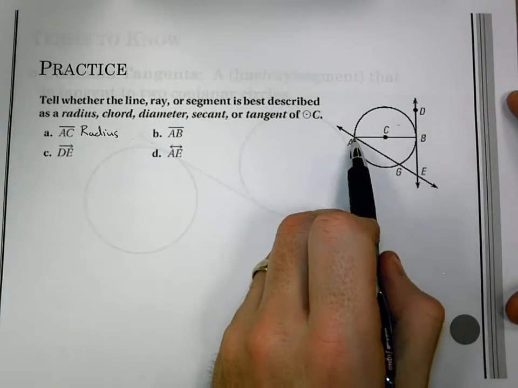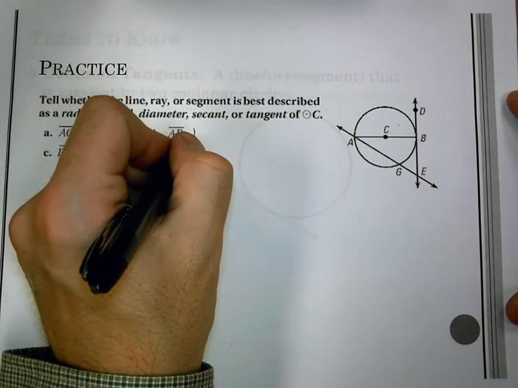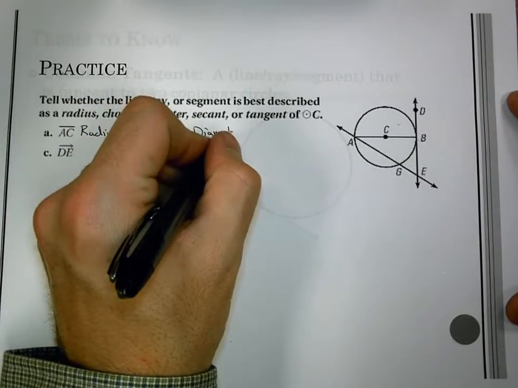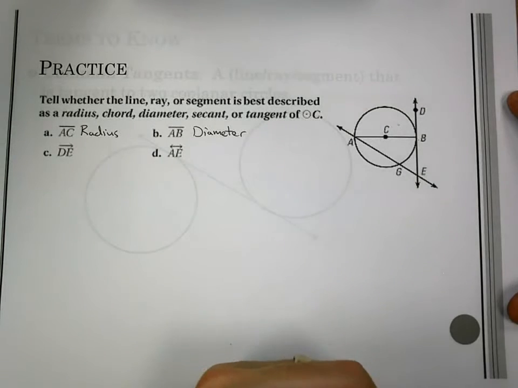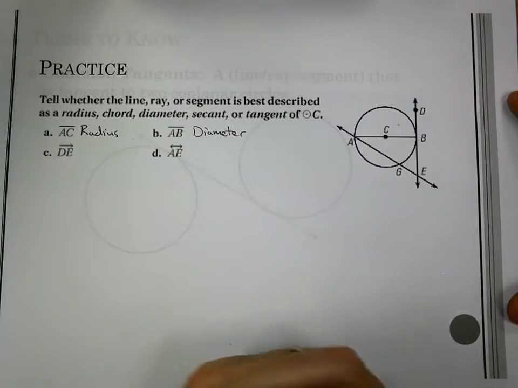Segment AB starts on the circle, ends on the circle, so that's a diameter. We have to be careful not to call that a chord, even though it technically is a type of chord. The fact it goes to the center, it is a diameter.